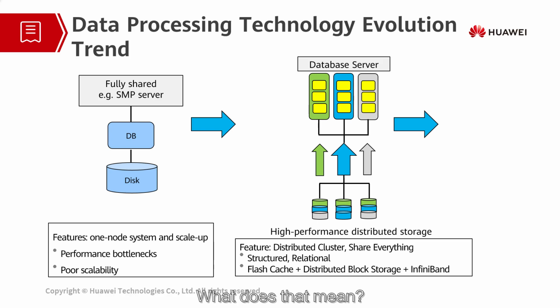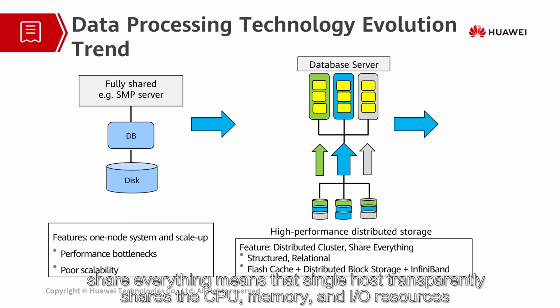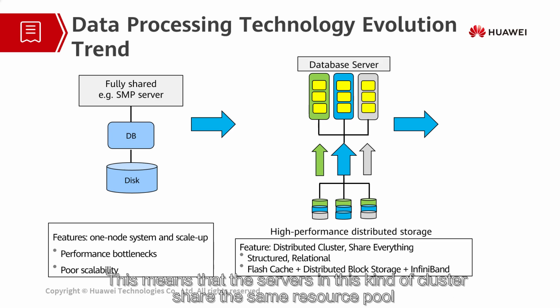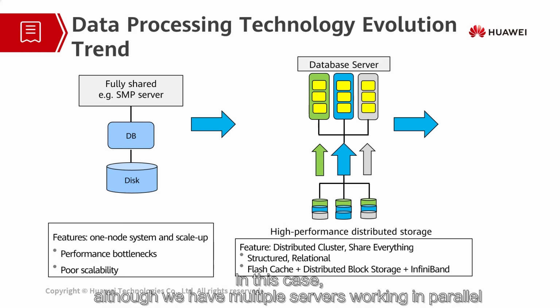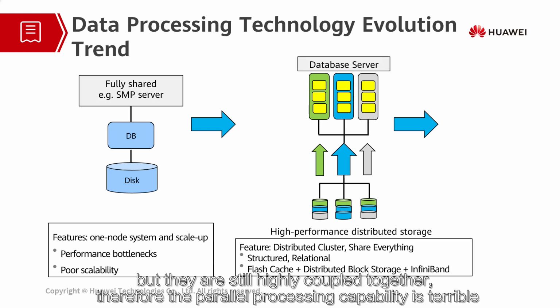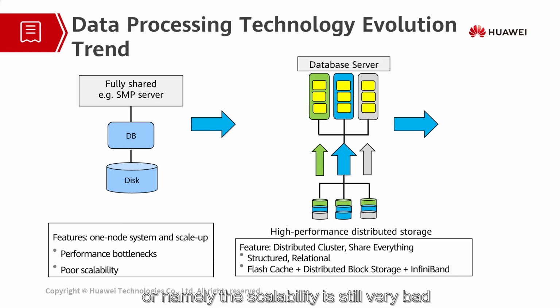What does that mean? As the name tells, share everything means that a single host transparently shares the CPU, memory, and I/O resources. This means that the servers in this kind of cluster share the same resource pool. In this case, although we have multiple servers working in parallel, they are still highly coupled together. Therefore, the parallel processing capability is terrible, or namely, the scalability is still very bad.